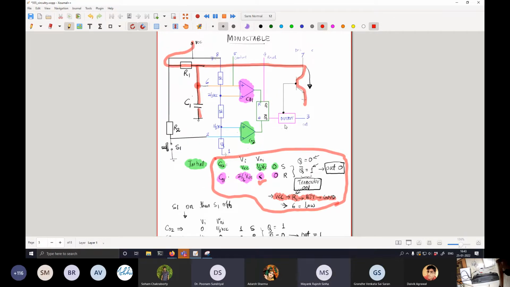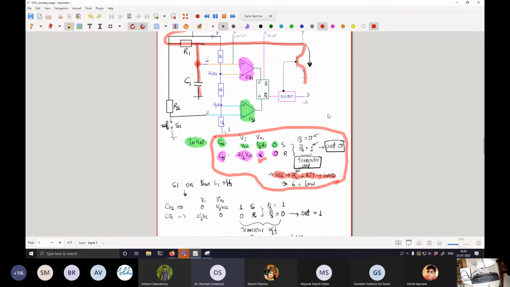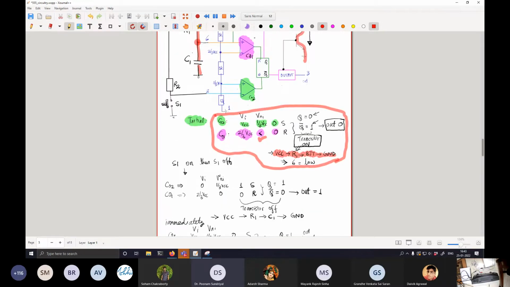So there would be the forward drop of the transistor. No, right? See, this transistor is an internal transistor, so we will not account for that. We don't have access to the transistor. Okay, sir. So we will assume that it is at ground. VCE might be very small for all you know. Okay. So now what we do is the following.